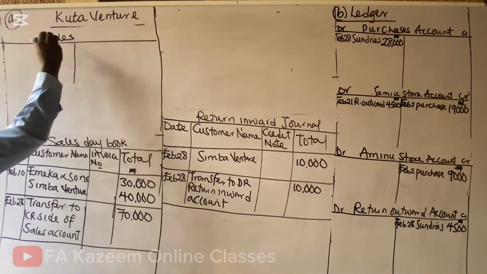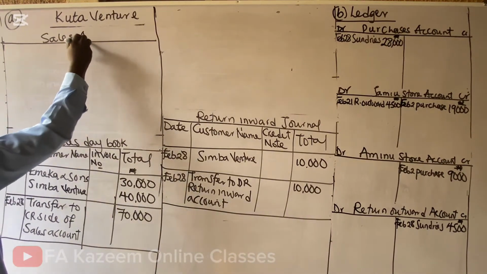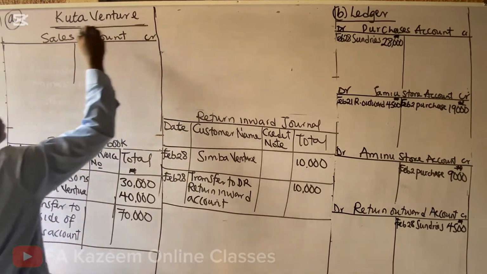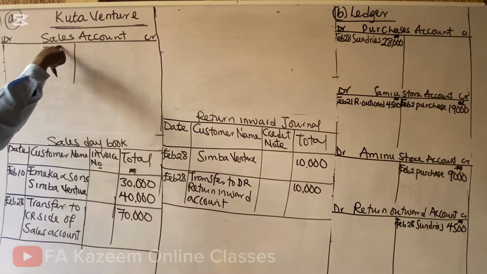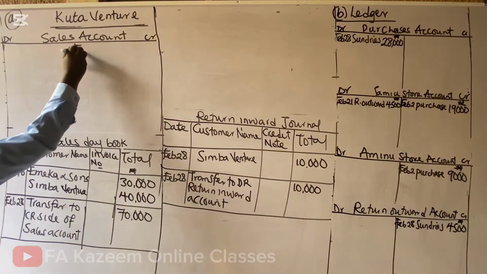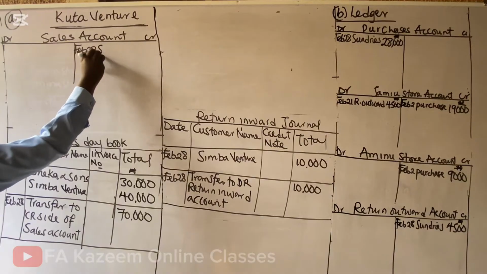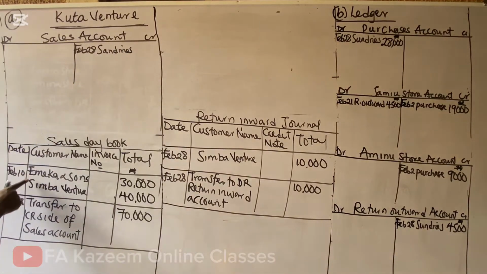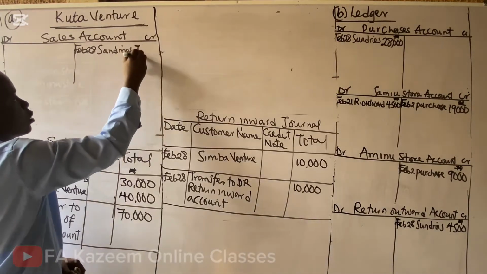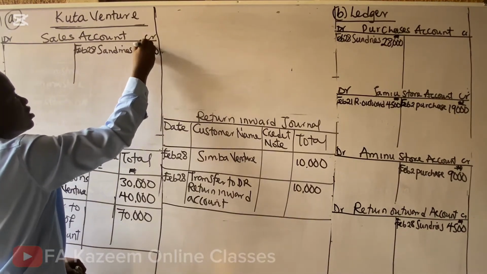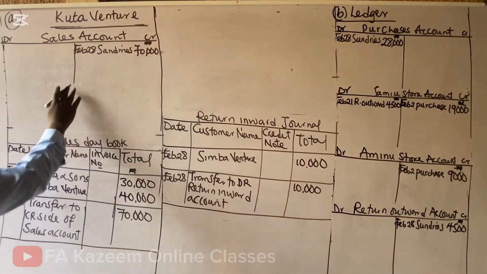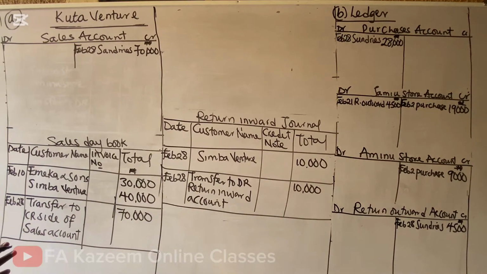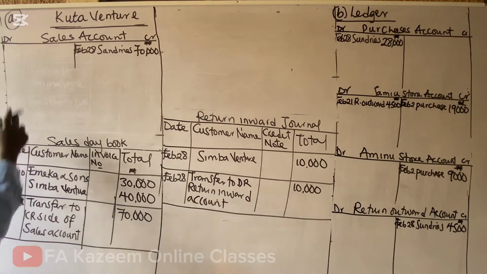From the sales day book, you open sales account. Now this will show us what Conta is receiving and what Conta is giving out. This goods sold out is going out. You say on February what? 28th. This is sundries. Sundry represents Emeka and Simba. How much goods? 70,000. For every credit entry, there must be a corresponding debit entry. Who is the first person? Emeka.